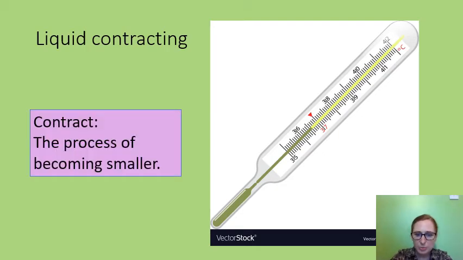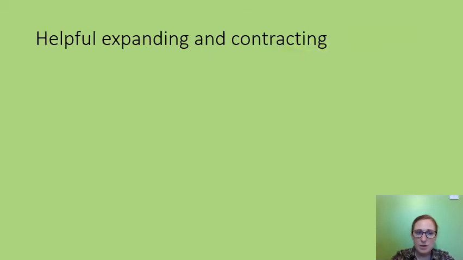It's the process of becoming smaller. So that metal mercury expands to show a hotter temperature and contracts to show a lower temperature. It takes up less space in the thermometer, so it shows a lower temperature. Okay, so this expanding and contracting without changing states of matter is actually quite useful in a few different ways, and we're going to look at those and explore those right now.